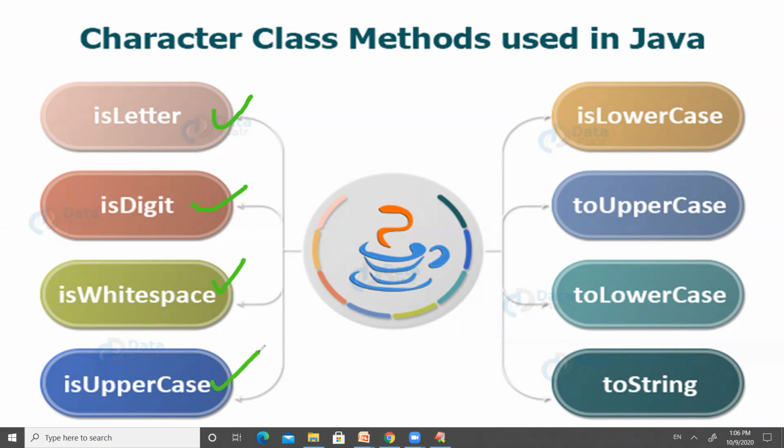To find whether the given character is an uppercase letter, we can use the isUppercase method. To find whether the given letter is a lowercase letter, we use isLowercase. In order to convert a small letter to a capital letter, we use the toUppercase method. To convert a capital letter to a small letter, we use the toLowercase method. And to convert the character into a string, we use the toString method, right?